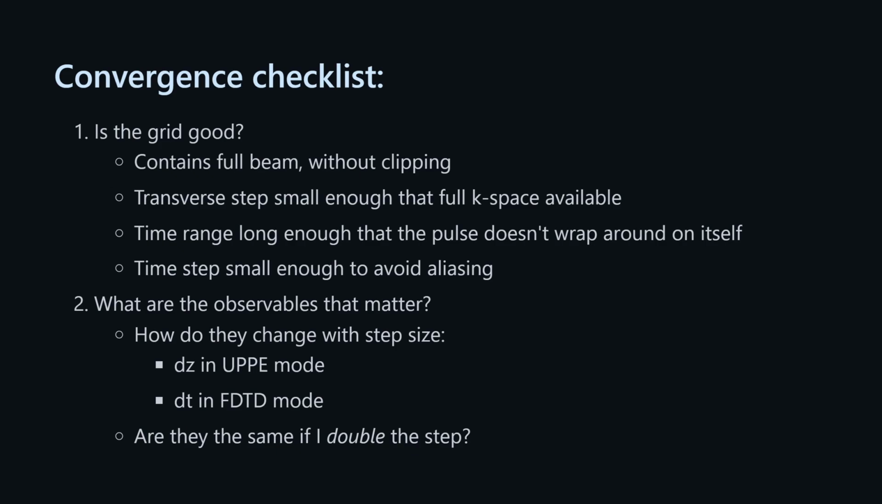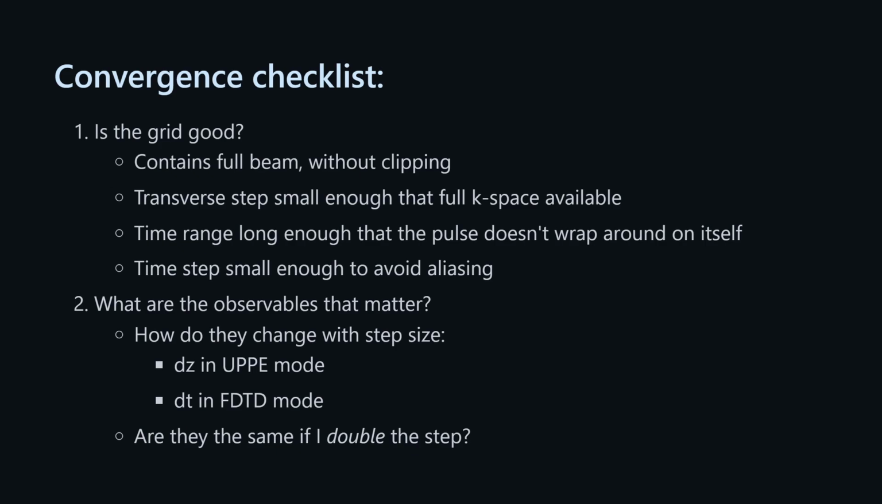Let's wrap things up with a checklist of things you should go over to make sure that you're doing your numerical simulation properly before you publish or even believe the results. First, is the grid good? Does it contain the full beam without clipping? Does it have a small enough transverse step that you sample the full K space of the beam? Is your time range long enough that the pulse doesn't wrap around on itself? And is your step size in time small enough to avoid aliasing?